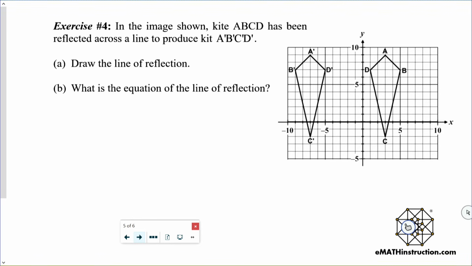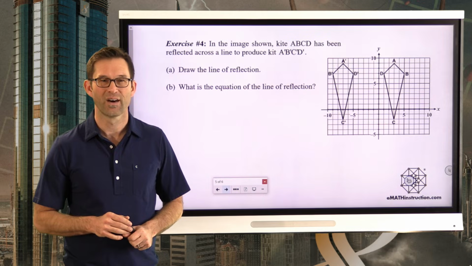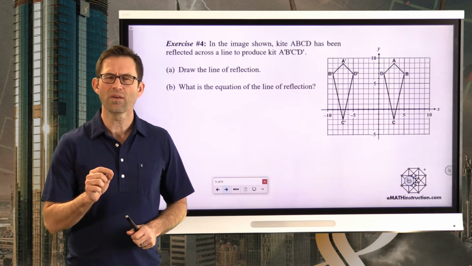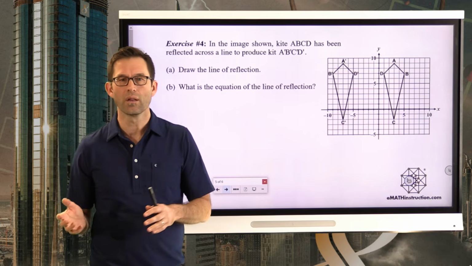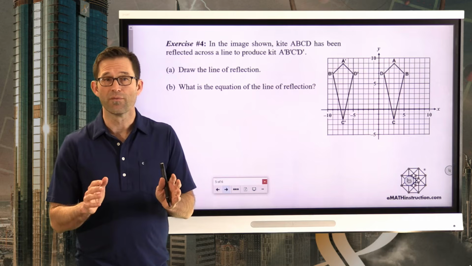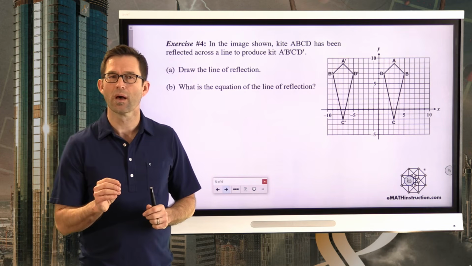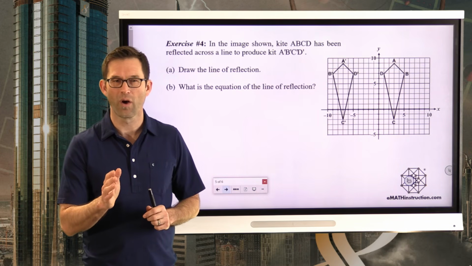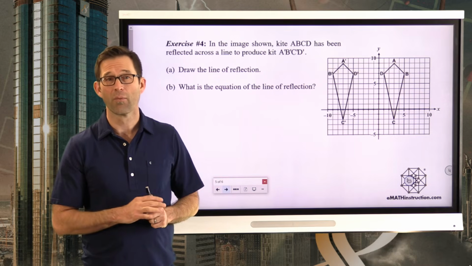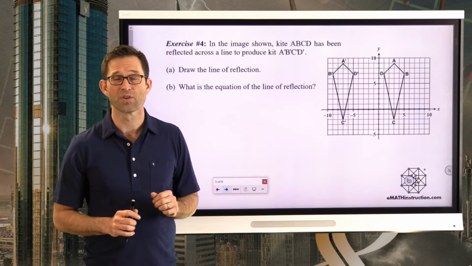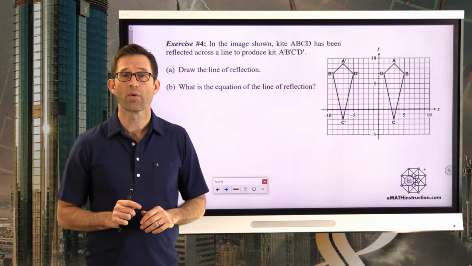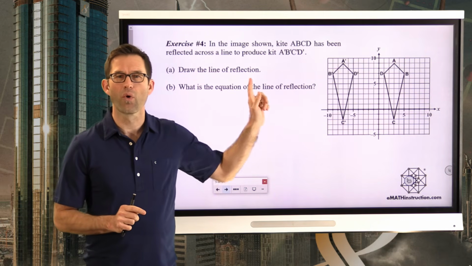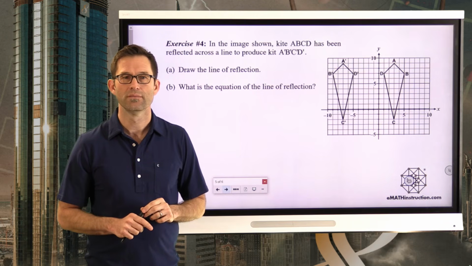All right, so letter A asks us to draw the line of reflection. What I'd like you to do is step back and think: is the line of reflection horizontal? Is it vertical? If you can figure out which one of those, then the question becomes, can you figure out where to draw it? Then the final part, letter B, will be to come up with its equation. I don't want you to worry about that so much right now, but see if you can pause the video right now and figure out how to draw the line of reflection.